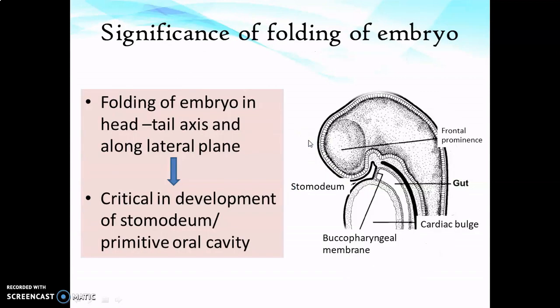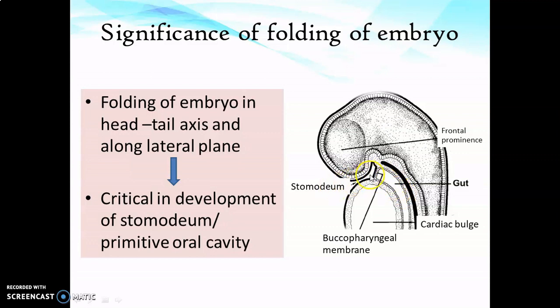This folding of embryo is critical in development of primitive oral cavity or stomodium. You can see the folded embryo here. There is a gap between the primitive head region and the trunk region. This gap is known as stomodium or primitive oral cavity. Here you can see the developing gut or gastrointestinal tract.